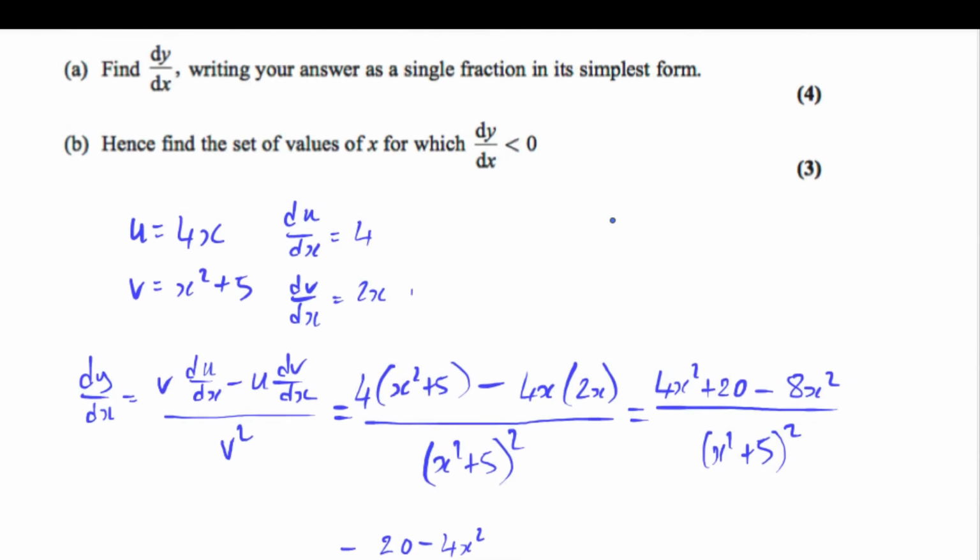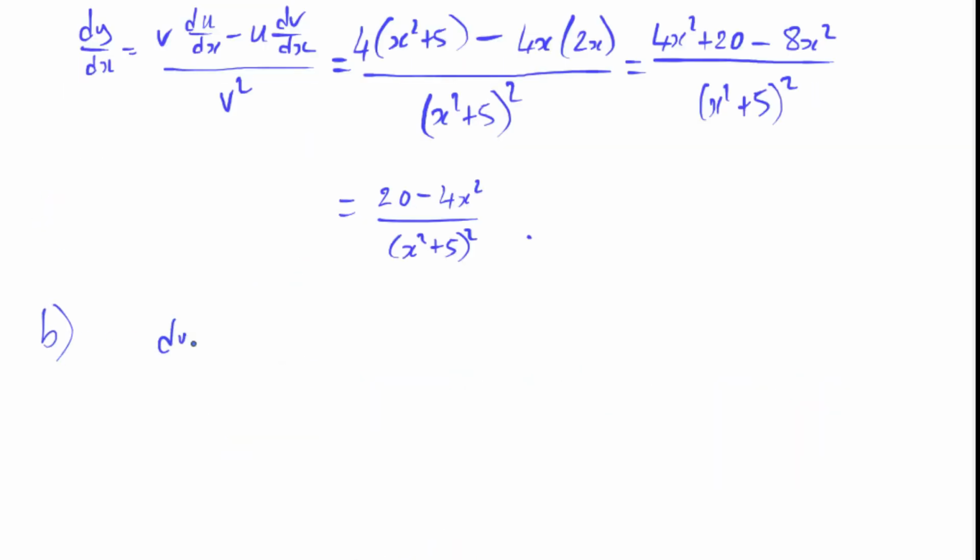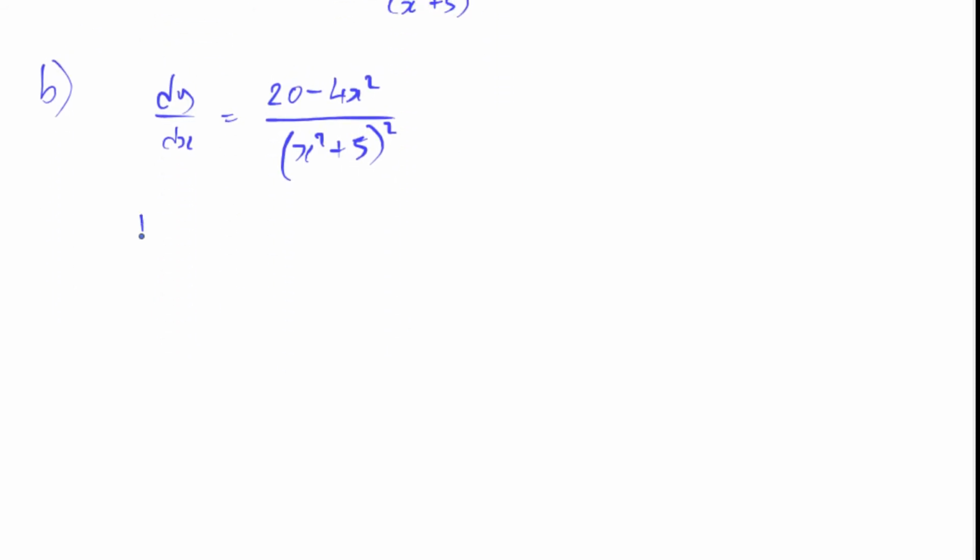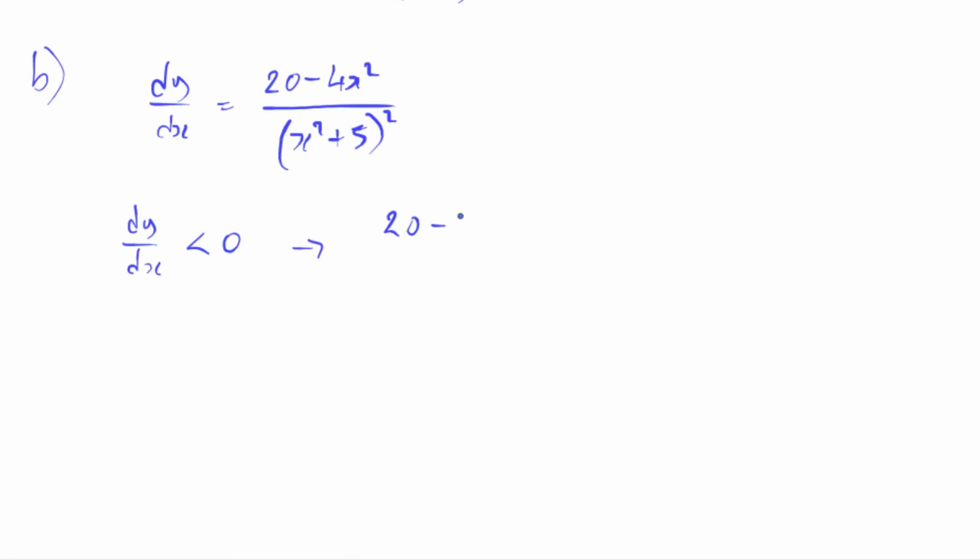For part B, the question says, hence find the set of values of x for which dy dx is less than 0. We've just found out that dy dx is equal to 20 minus 4x squared over x squared plus 5 squared. We are asked to solve dy dx is less than 0. So we need to solve the inequality 20 minus 4x squared over x squared plus 5 squared is less than 0. Cross multiplying, we have 20 minus 4x squared is less than 0, because this times 0 is 0.